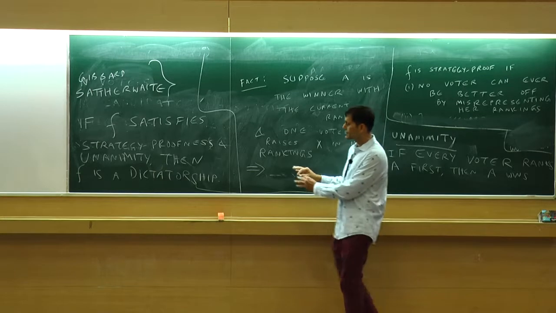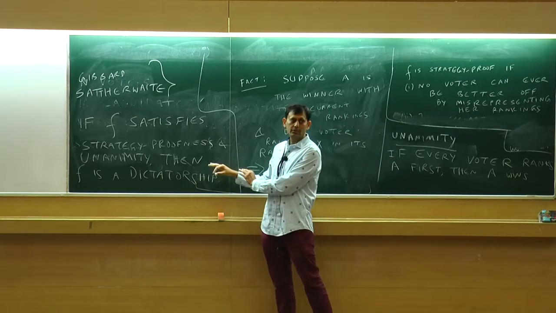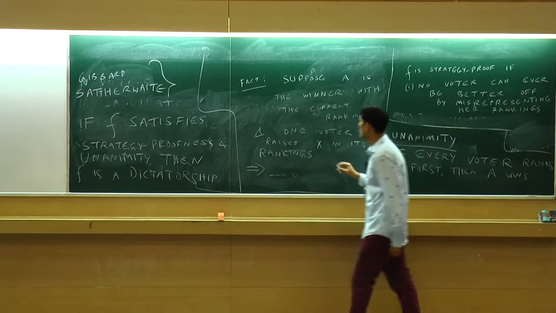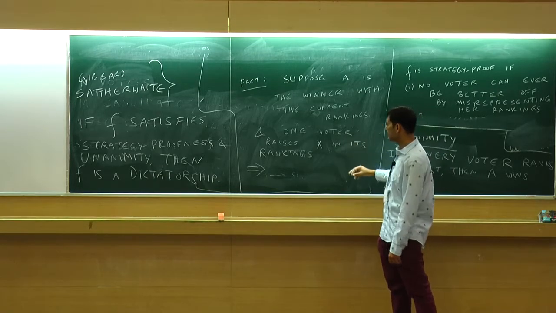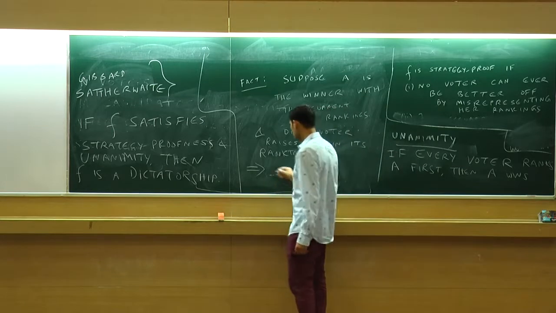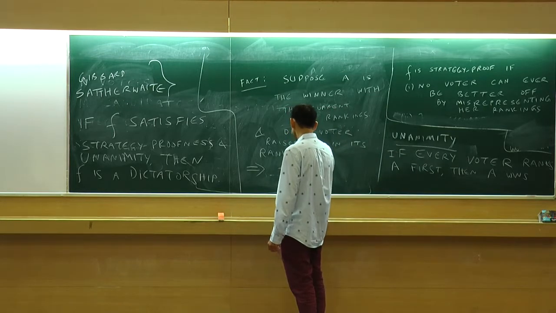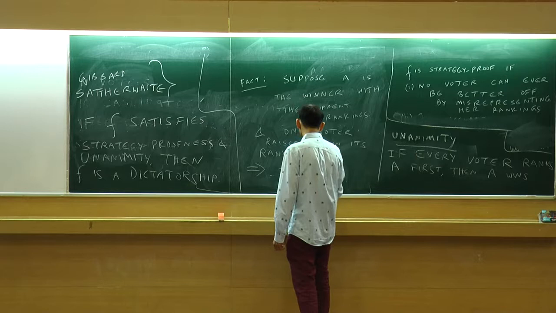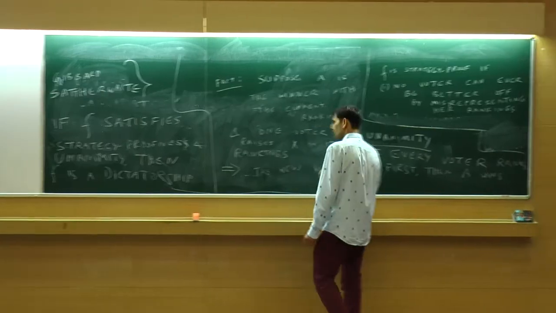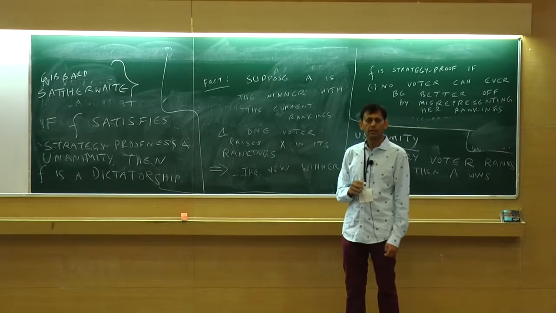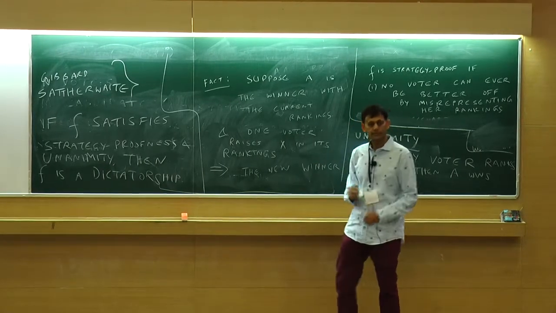For simplicity, for now, let's stick to deterministic rules. So suppose A is the winner with the current rankings, and one voter raises X in its rankings. Then the new winner... Can anyone guess who the new winner should be? Either A or X.